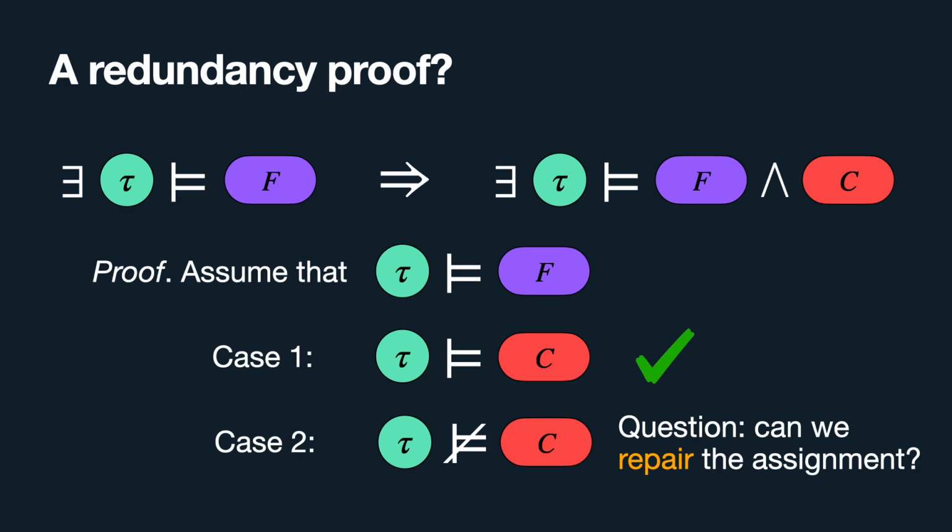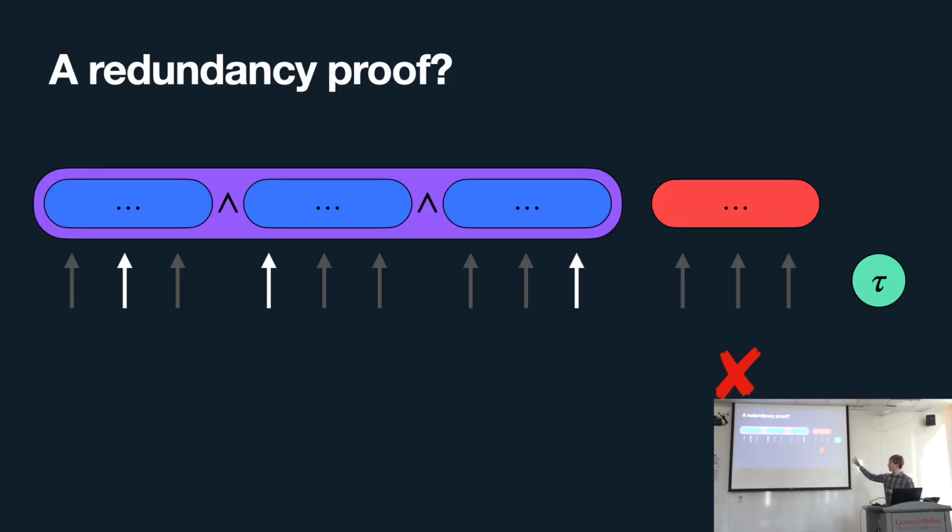And so one question that we can ask is, how can we repair the assignment tau that we have assumed exists, such that we can then satisfy C, but also maintain the satisfaction of F? And so you might try something like this. Here's a reconstruction of the picture that we had in case 2 on the previous slide. We have tau satisfying every clause in the formula F in purple off to the side, and this is noted with at least one white arrow in each clause. But the candidate redundant clause that we want to add in red here has no literal satisfied.